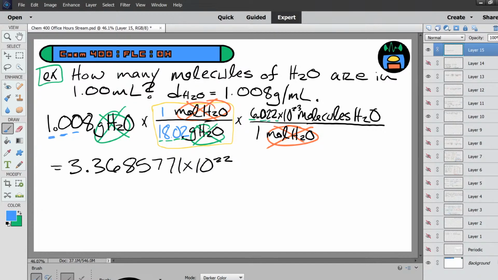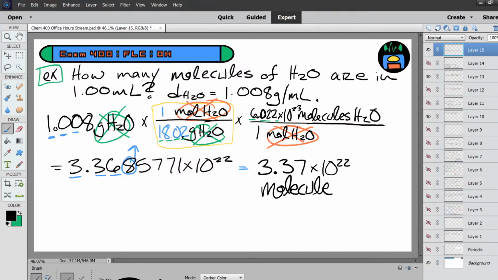So we have to roll with the fewest, right? We round to 3 sig figs. 1, 2, 3. And so our correct value with the correct number of sig figs and the correct units is 3.37, because again, 8 rounds up, times 10 to the 22nd molecules of water.